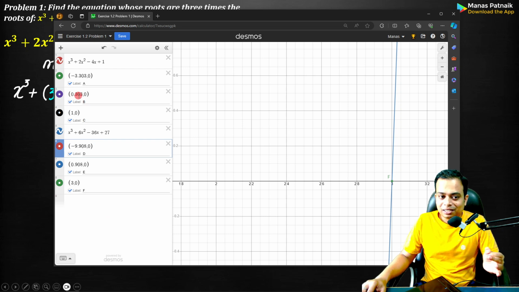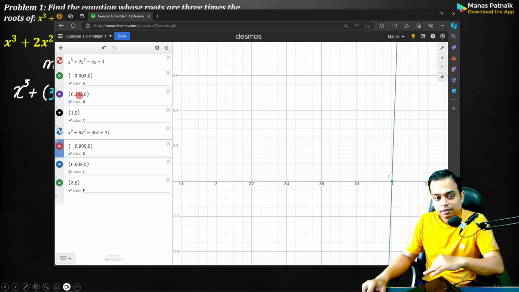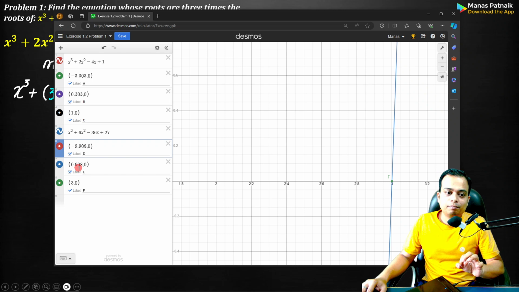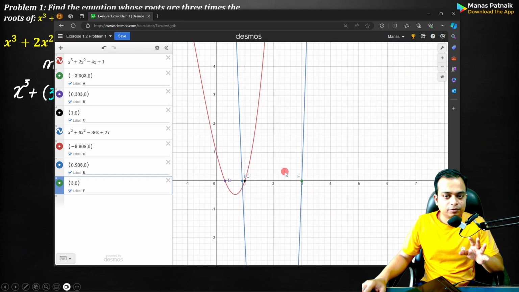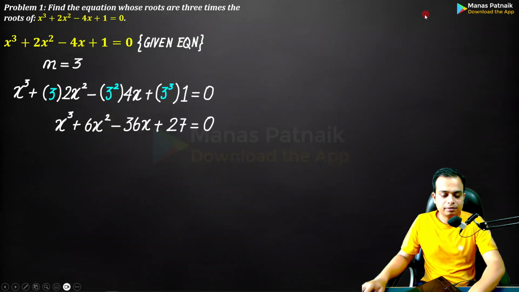Similarly, this is 0.303. If you multiply it with 3, this is what you get, 0.908. Similarly, here the root is 1. So if you multiply it with 3, this is what you get. Okay, there is a perfect correlation between the roots, right? All of them happen to be multiples of 3. So this is how we can see this.